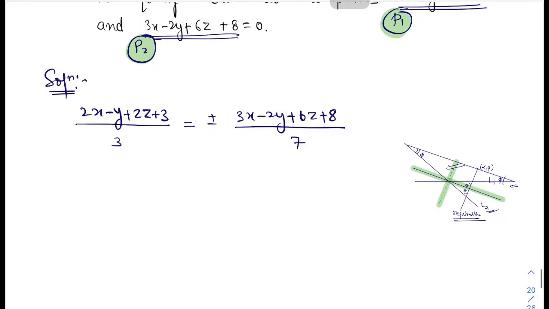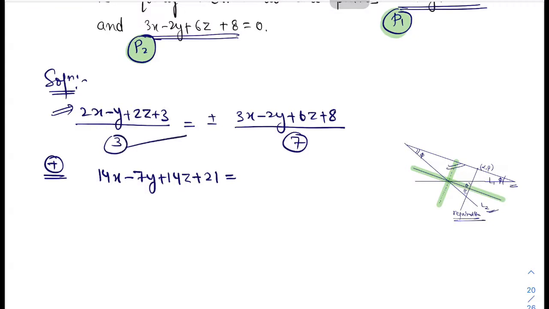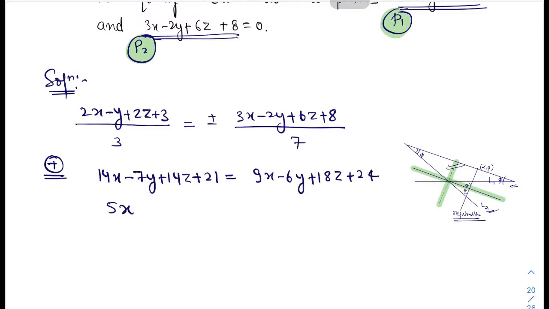Okay, so by considering this plus sign, we'll cross multiply this 7 here. You get 14x minus 7y plus 14z plus 21 is equal to, cross multiply this 3, so it will be 9x minus 6y plus 18z plus 24. So this comes out to be 5x minus y minus 4z minus 3 equal to 0. So this is one plane which is bisecting the angle between P1 and P2.